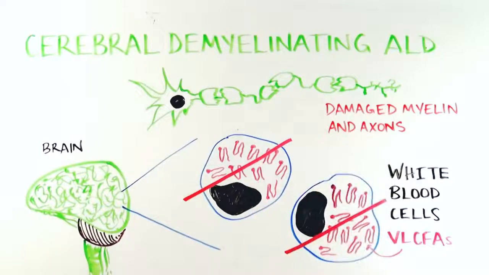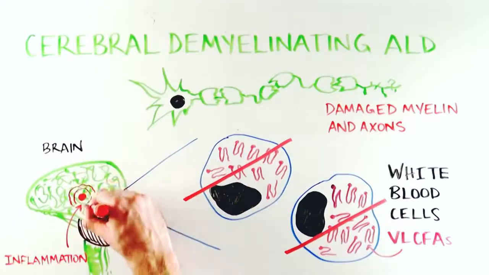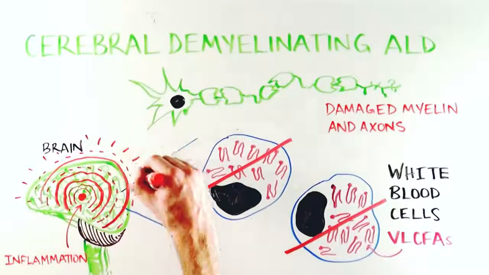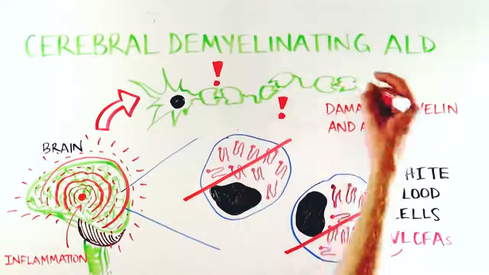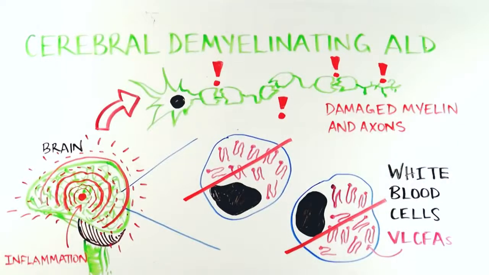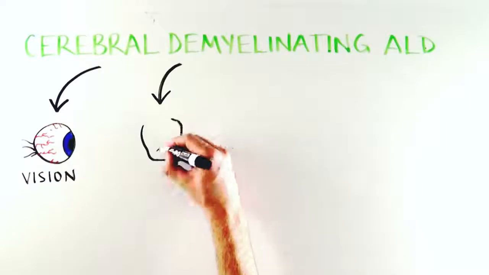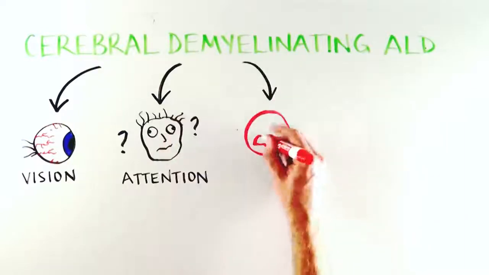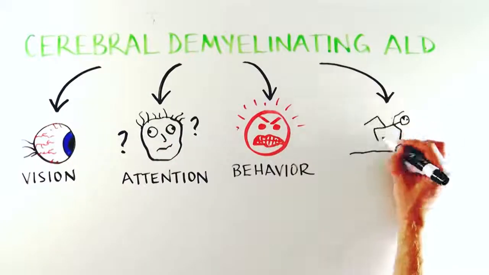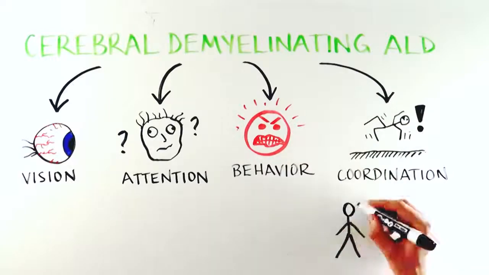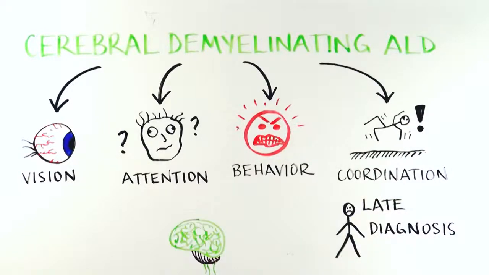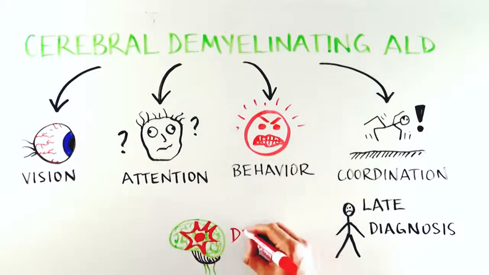This leads to massive inflammation that typically starts near the center of the brain and radiates outward. This inflammation damages the brain's myelin, axons, and eventually the neurons. This leads to a myriad of different symptoms that may include problems with vision, attention, behavior, and coordination. Unfortunately, many boys with ALD are diagnosed late because symptoms do not appear until the damage to the brain is already quite large.